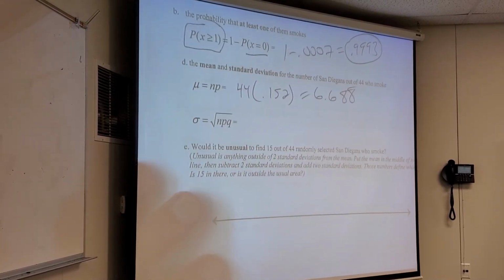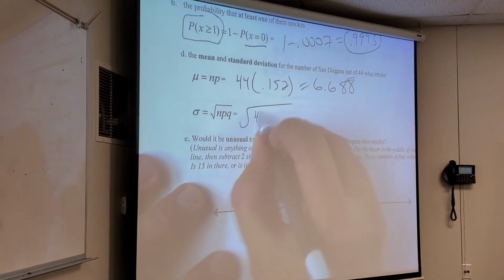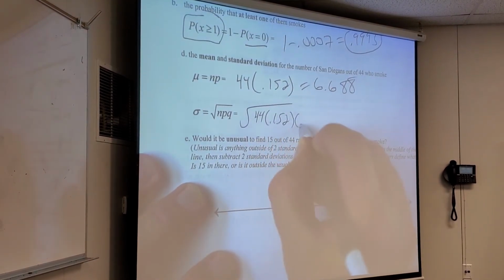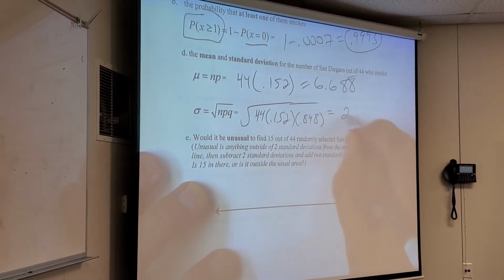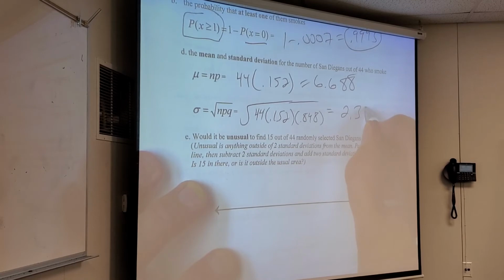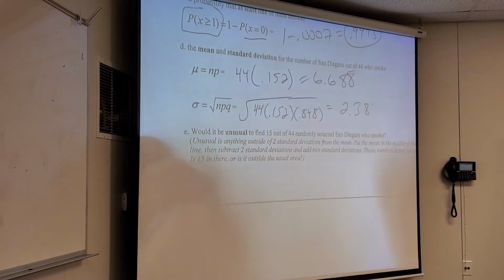Trying to remember, I just did this one yesterday with the other class, so I remember some of these numbers. And then this guy, square root of 44 times 0.152 times 0.848. What do you guys get? 3.8. 3.8. Ooh, dissension. I like it.